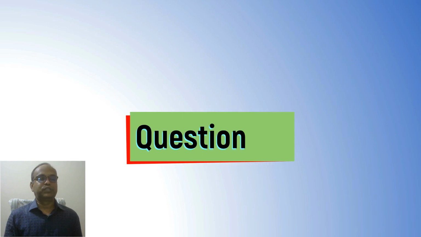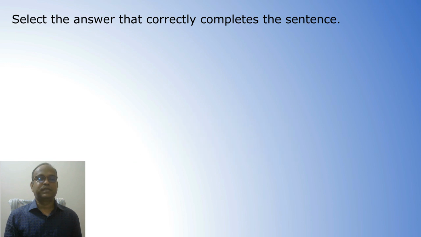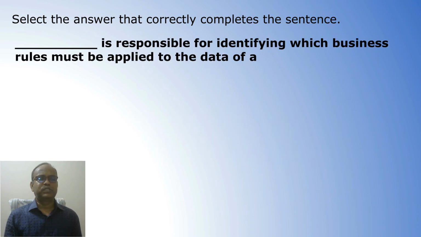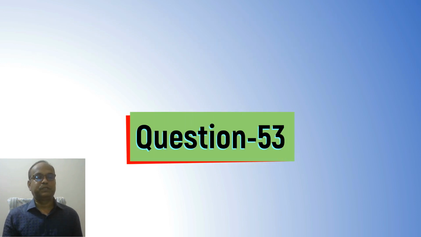Next question. Question number 52. Select the answer that correctly completes the sentence. Dash is responsible for identifying which business rules must be applied to the data of a company. Option A, a data analyst. Option B, a data engineer. Option C, a data scientist. Answer. The correct option is data analyst, because a data analyst's primary skill set revolves around data acquisition, handling, and processing.